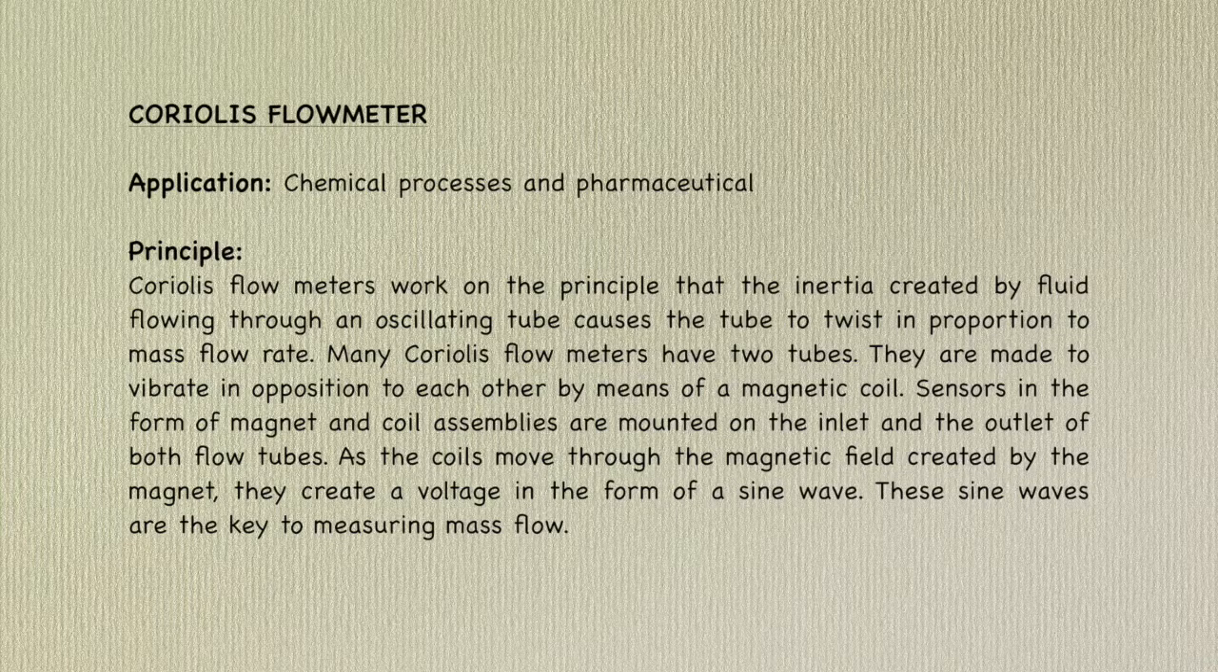Many Coriolis flow meters have two tubes. They are made to vibrate in opposition to each other by means of a magnetic coil. Sensors in the form of magnet and coil assemblies are mounted on the inlets and outlets of both flow tubes. As the coils move through the magnetic field created by the magnet, they create a voltage in the form of a sine wave. These sine waves are the key to measuring mass flow.